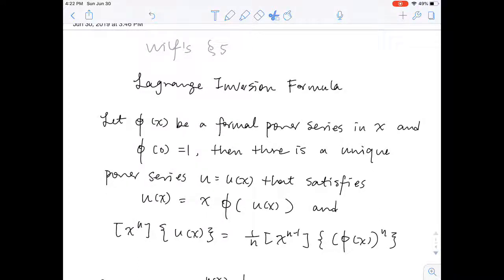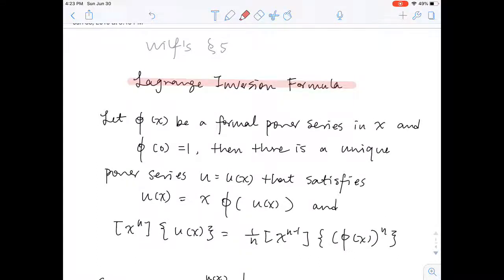Hey guys, in this video I want to talk about the Lagrange inversion formula, which helps us to find the coefficient of x^n in a formal power series. The proof is also covered in Wilf's textbook chapter 5, so you can also read Wilf's generatingfunctionology if you want to, and I'm just going to go over the proof here in this video. And I learned this proof from Professor Irina in my combinatorics course.